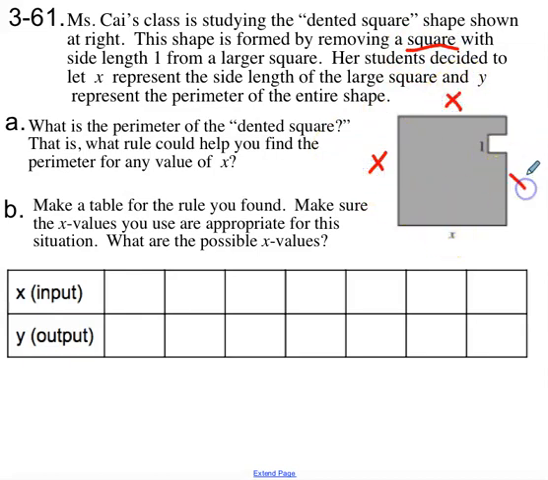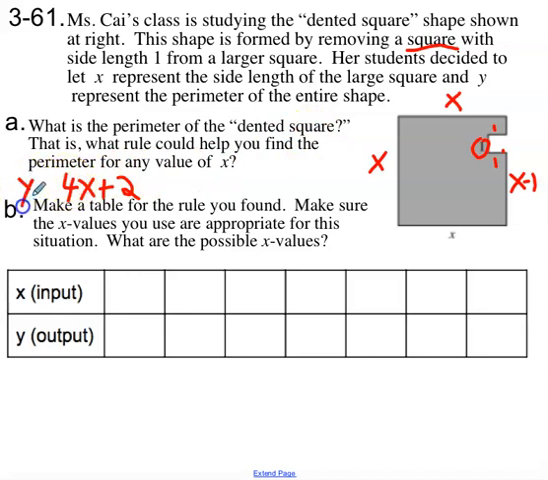Now this side right here is x, but notice something's missing right here. And right here it says that's a 1. So we know this is going to be x minus 1. Then this will be a 1. This will be a 1 as well. So if I had to find the perimeter of this, I just count up the x's. And if we remember, we did this in our last unit. So I'm going to have 4x. Now I count up my 1's, 1, 2, 3, but it's minus 1. So what's 3 minus 1? 2. So this is my perimeter. And it says, find a perimeter of the dented square. That is, what rule could help you find a perimeter for any value of x?